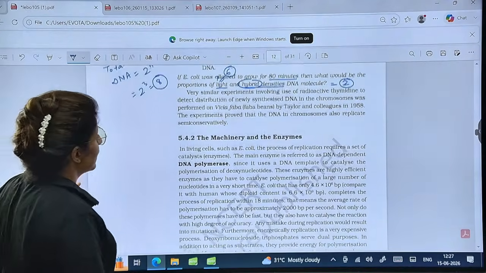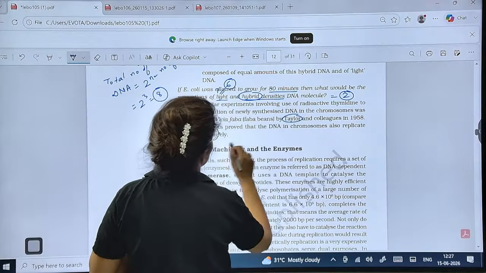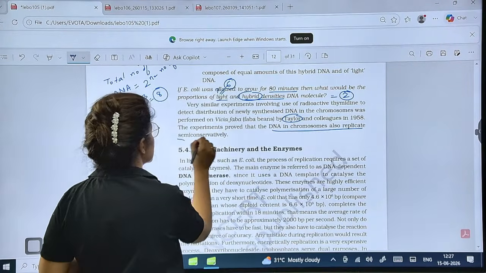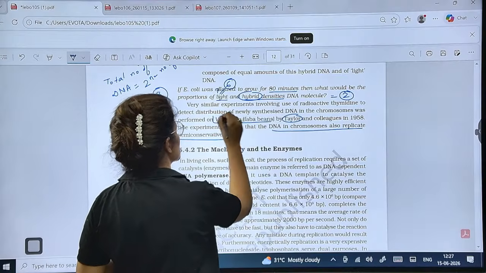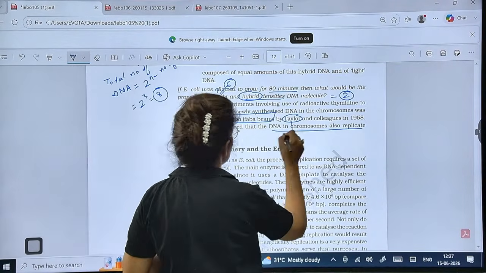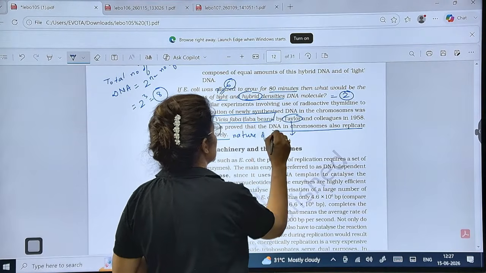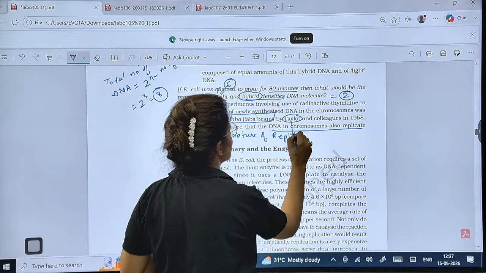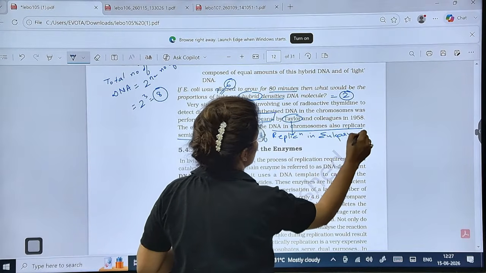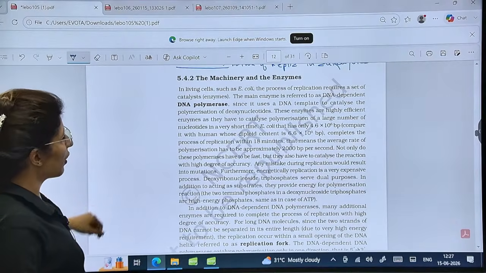Now, here it's clearly written in Vicia faba. See, Taylor demonstrated that DNA in chromosomes also replicates semi-conservatively. The organism used was Vicia faba, or the faba beans. So, Taylor established the semi-conservative nature of DNA replication in eukaryotes. So, read the question properly, whether they are asking for eukaryotes or prokaryotes. Is that clear? Now, coming on to the machinery of enzymes.